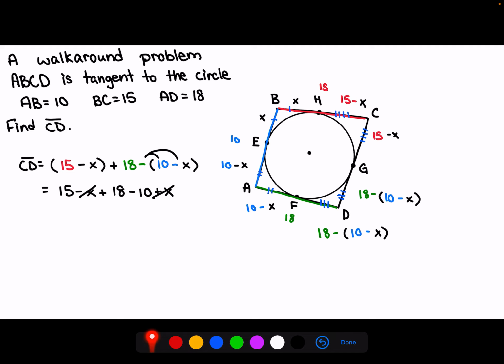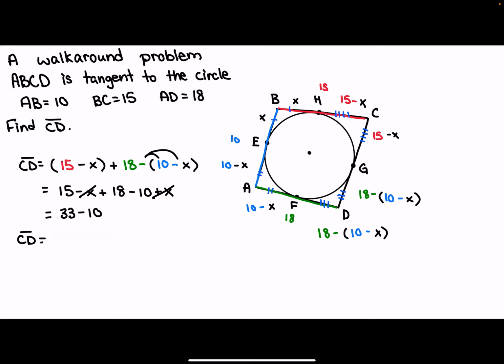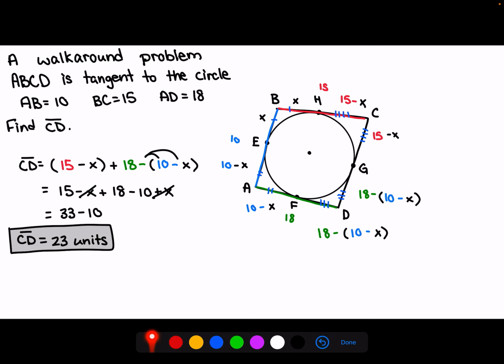15 plus 18 is 33. 33 minus 10 is 23. So our final answer for this segment, CD, is 23 units total. Let's go ahead and try out another.